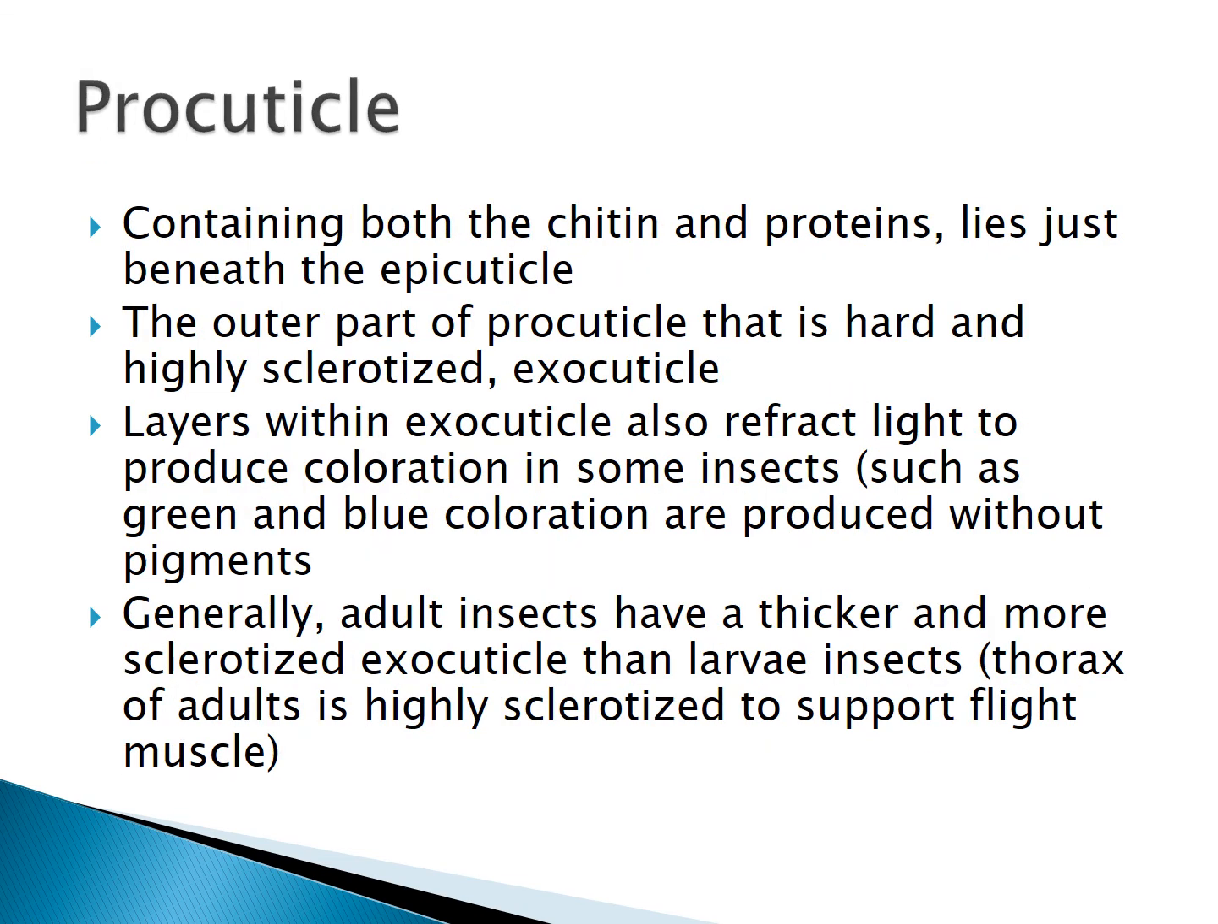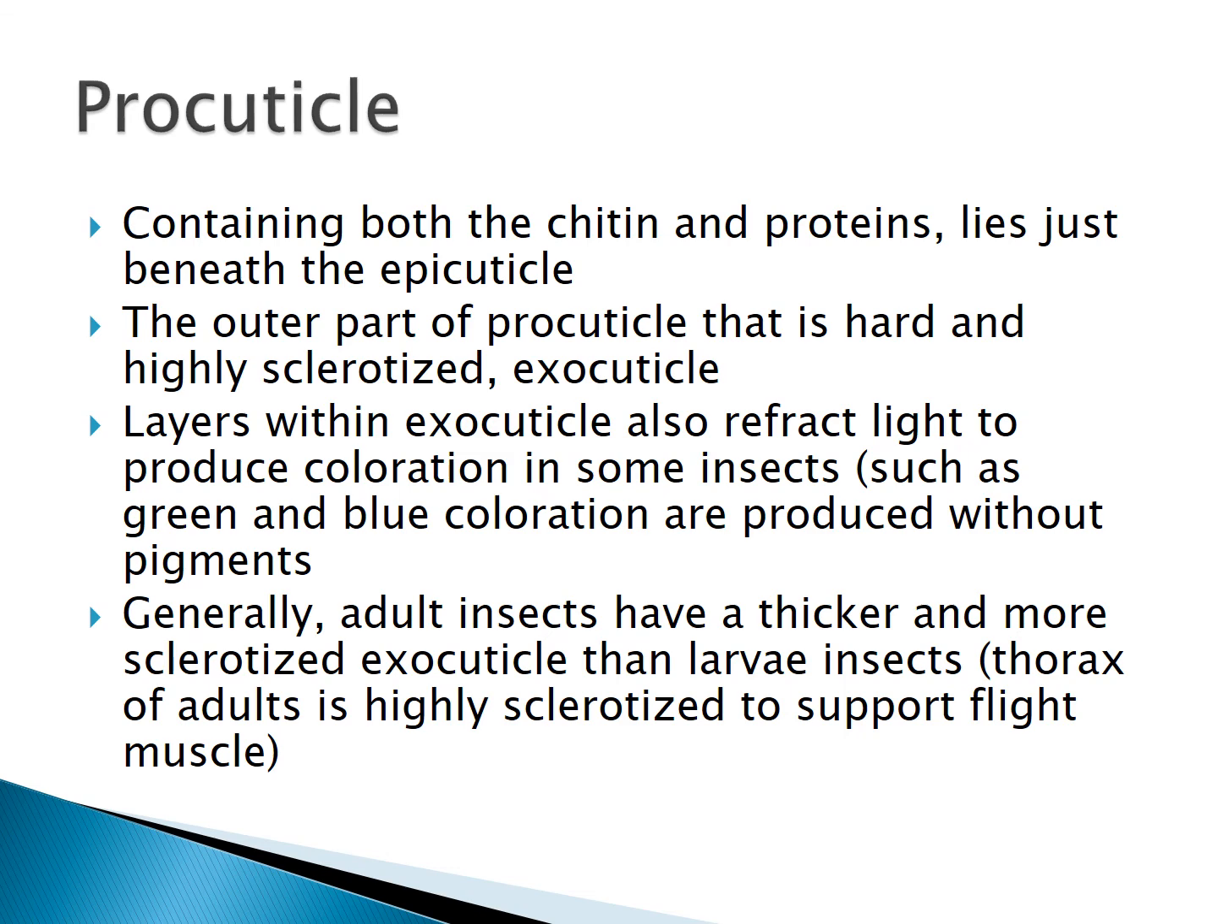Again, the procuticle containing both chitin and proteins just lies beneath the epicuticle. The epicuticle is composed only of proteins, as we discussed previously. The outer part of the procuticle that is hard and highly sclerotized is known as the exocuticle. Layers within the exocuticle also refract light to produce coloration.